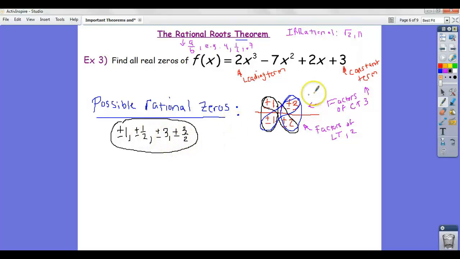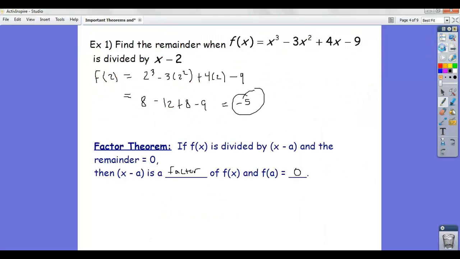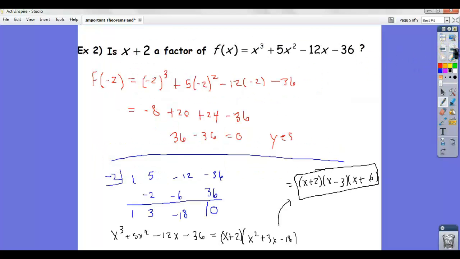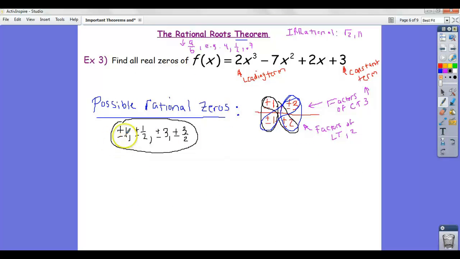So what I mean by try is go back to the theorem we did earlier, the remainder theorem. When you plug in a number or a possible 0, what you get is the remainder. So what we want to do is plug these into the function and see which one gives us out 0 as an answer. Because as soon as we do that, we've found a 0.